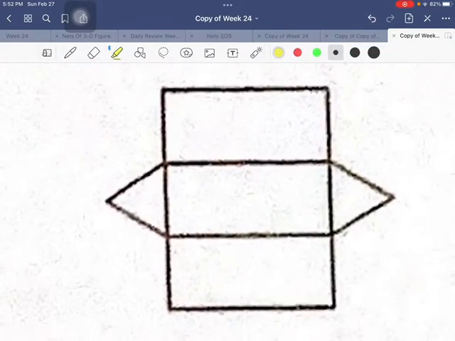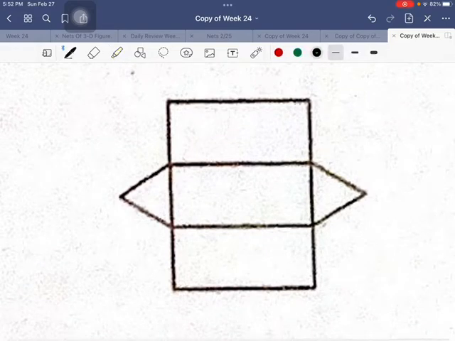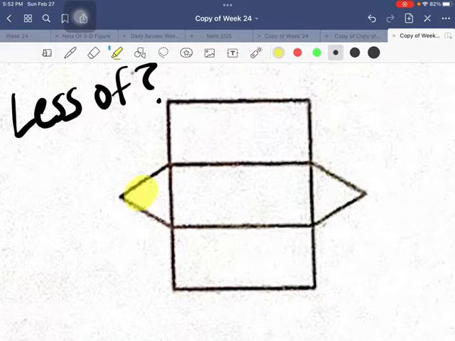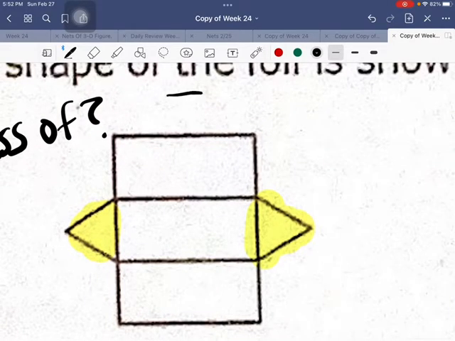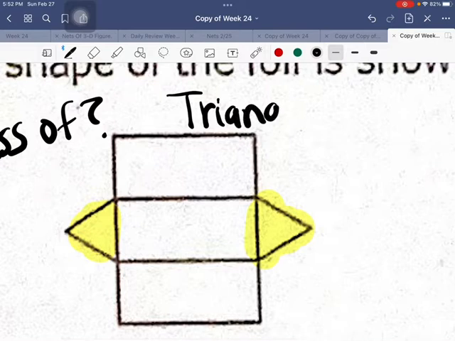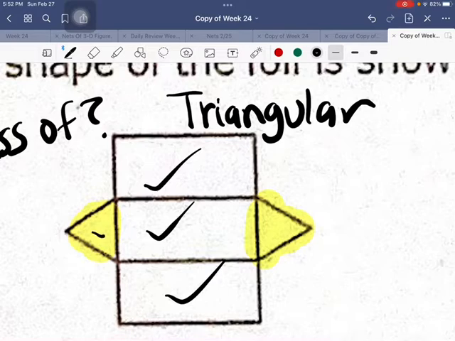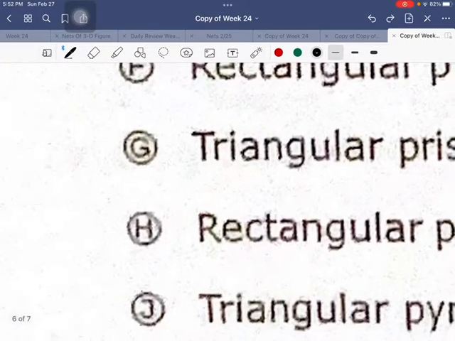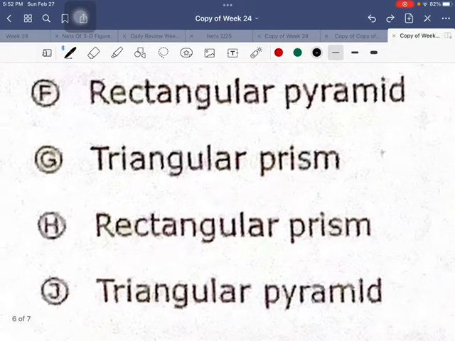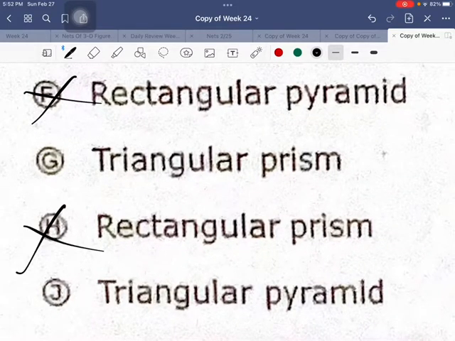Okay, so what are my bases? What do we have less of? My triangles, correct. So that's what we have less of. That's the base, and that's the name. Triangular, right away. There's three rectangles, there's two triangles. So the name's going to be triangular. What can we remove? F and H.